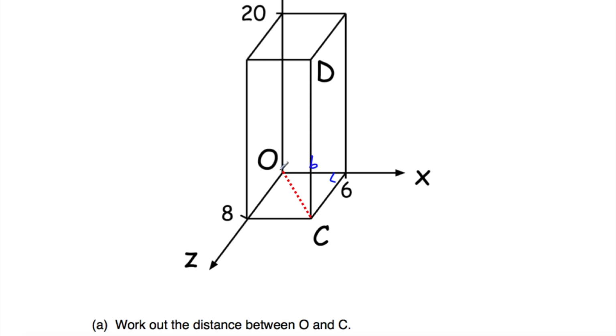And to get from O to this point here, we're going 8 across. That means that from here to here is also 8. So it's a right angle triangle where this is 6 and this is 8. And we can use Pythagoras' theorem to find the length of the hypotenuse. So let's just call that h for the minute.